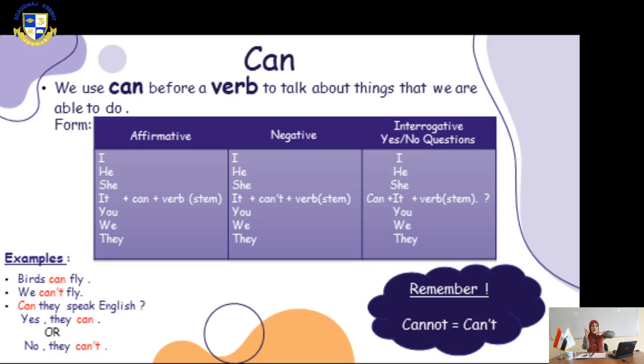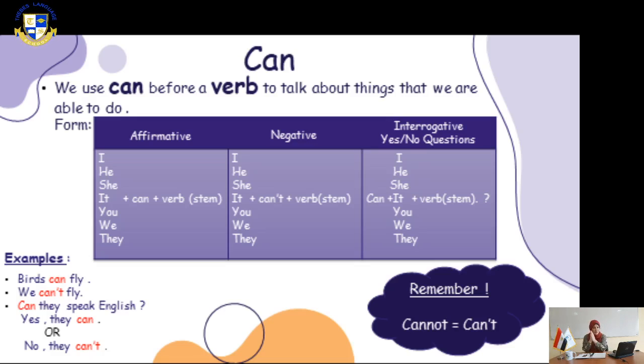I put can at the beginning of the sentence and then the personal pronoun and then the verb in the stem or in the infinitive as it is, and complete the sentence. And don't forget the question mark. So when we use verb can, we use it to say that there is someone who is able to do something.